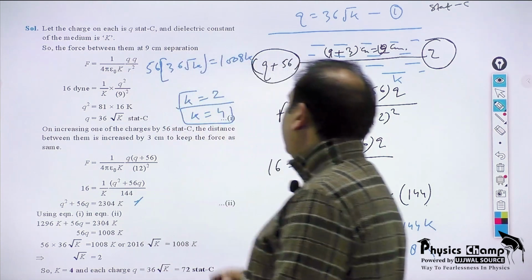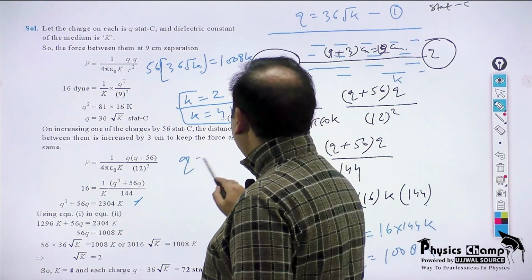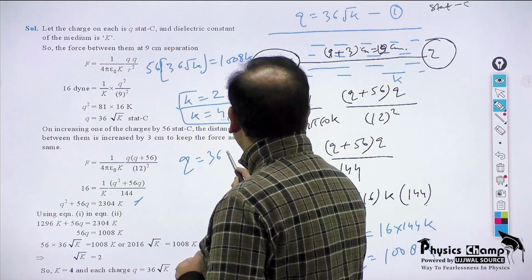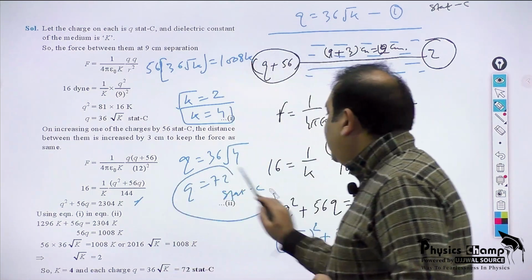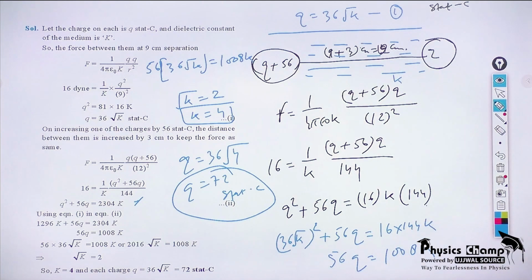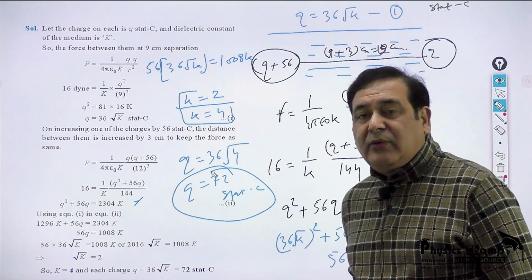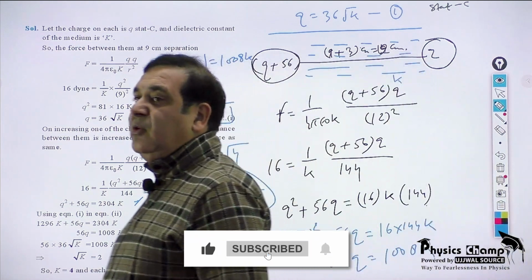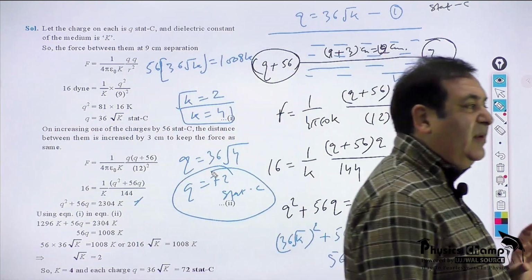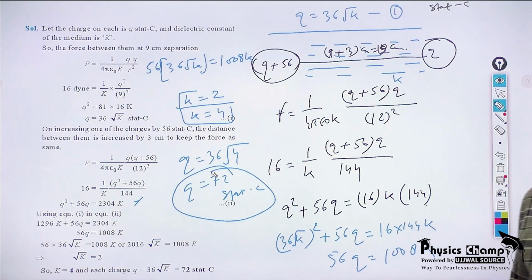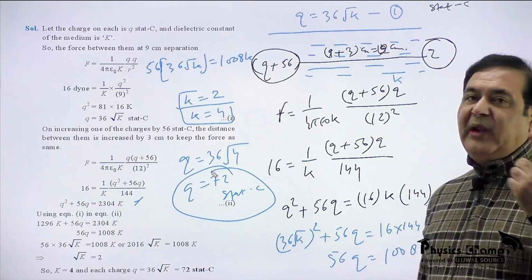So one way I will get the dielectric constant K as 4, and from there we can find the value of charge, 36 into root 4 or 72 stat Coulomb. So that is how we can calculate the dielectric constant, and also the charge which was mentioned in the question. You can see in this question we have used the CGS system: force is in dyne, charge is in stat Coulomb, the separation is in centimeter. Do not mix the two systems of units when you are dealing with CGS or MKS.